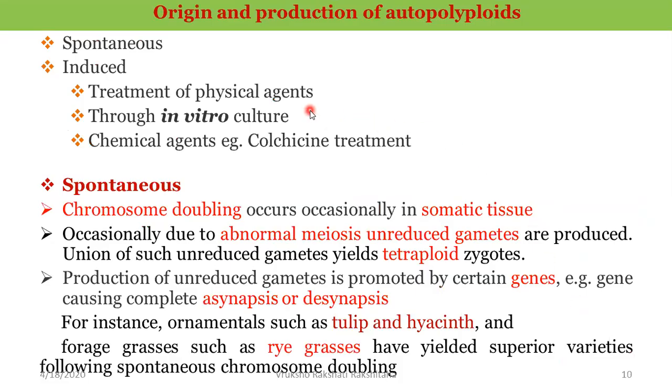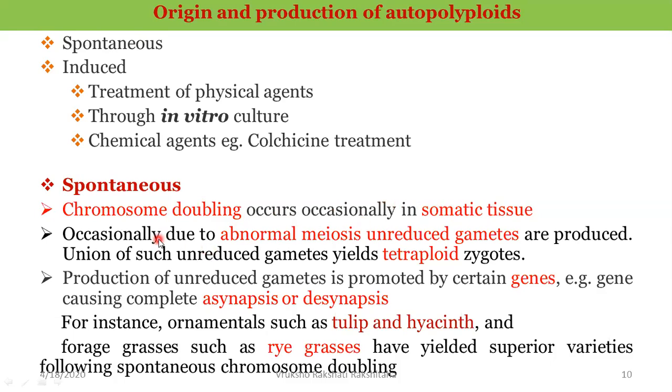Now let us look into how the origin and production of autopolyploids takes place. It happens by 2 methods: spontaneously, or it may even be induced. So let us look into this one by one. Spontaneous means when the phenomenon of autopolyploidy occurs without the influence of any external force. For example, sometimes chromosome doubling takes place spontaneously in the somatic tissue.